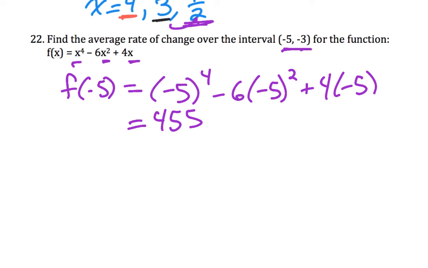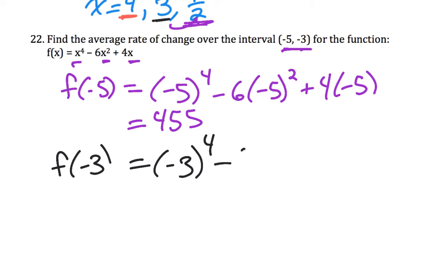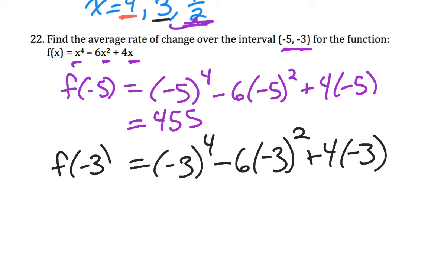The next one, I need to find f of negative 3. When I do that, that's negative 3 to the 4th minus 6 times negative 3 squared plus 4 times negative 3. And that comes out to be 15.